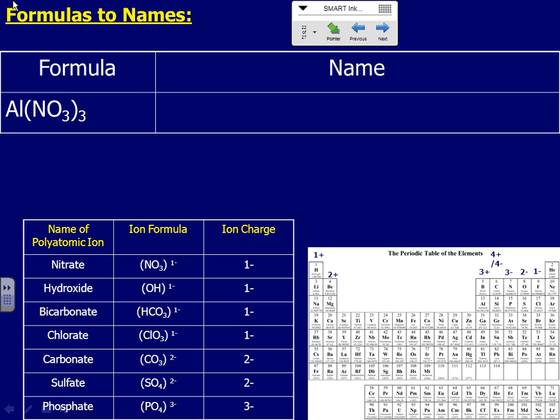So you'll notice we got brackets, we've got 3s all over the place. We're not worried about that outside 3. Where did the outside 3 come from? Yep. It came from the crossover from aluminum. So I'm not worried about that. I'm looking at what's in the brackets so I can name the thing that's in the brackets. So what is this stuff going to be called? Yeah, aluminum nitrate.